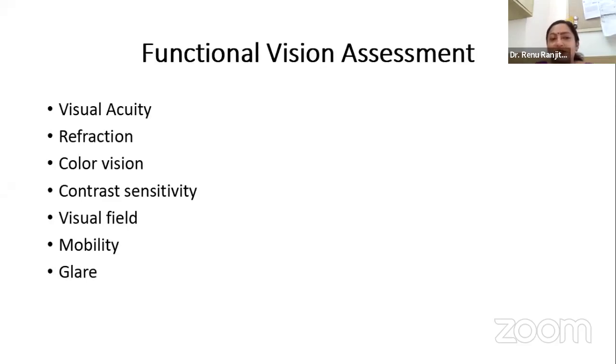The first and foremost is visual acuity. You need to measure the visual acuity. All of us are doing it. Refraction, nothing to say about that. Color vision, contrast sensitivity, visual field, mobility and glare. This is called functional vision assessment, which we really need to understand how to evaluate, how to document, and how to correlate. Because if we know the correlation, we can treat our patient much better.